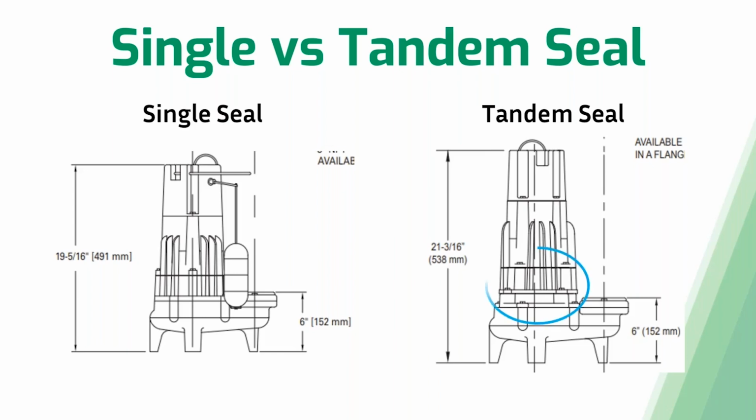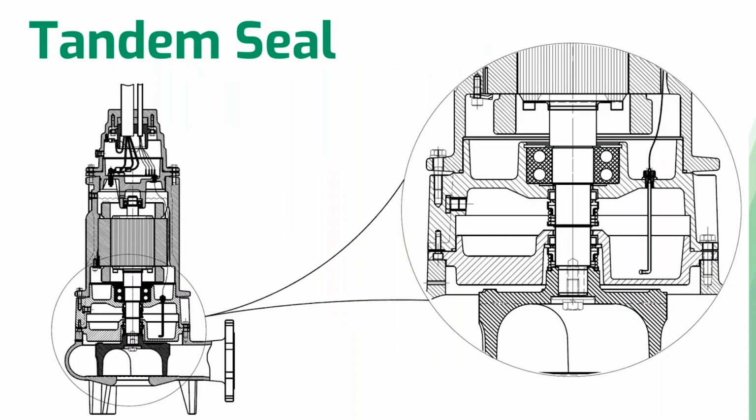So the easiest way to tell the difference is usually that tandem seal pumps have an additional section on that housing. If you compare that single seal and tandem seal, you'll see that the pump's a little bit taller and there's that additional section where those moisture probes are going to be located. So here's that cutaway that I talked about.